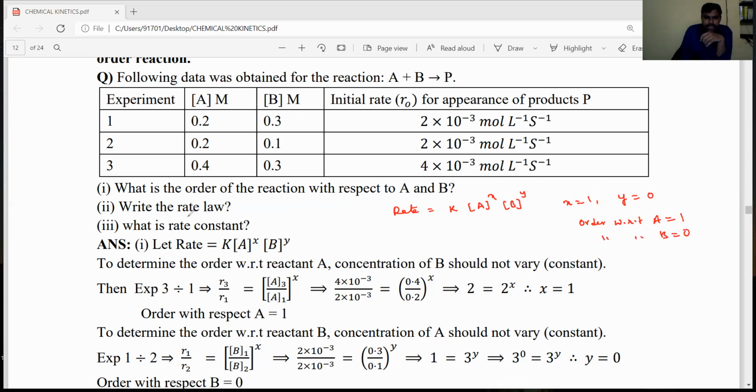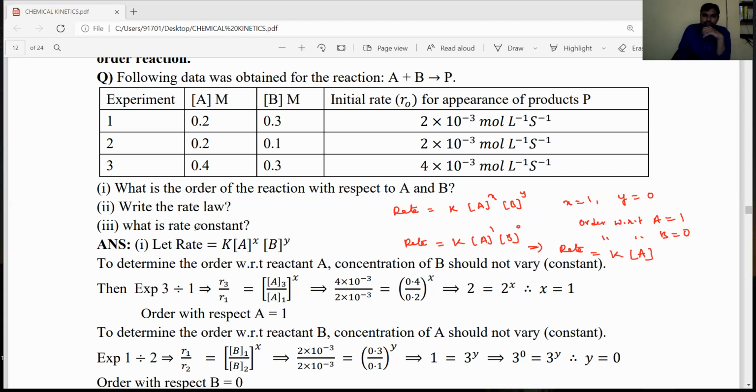Now the second one, the rate law or rate equation. The rate is equal to k into A power 1 into B power 0. B power 0 is nothing but 1. Therefore, we can write it like this also: the final rate is equal to k into A. Concentration of A power 1 is nothing but A only.